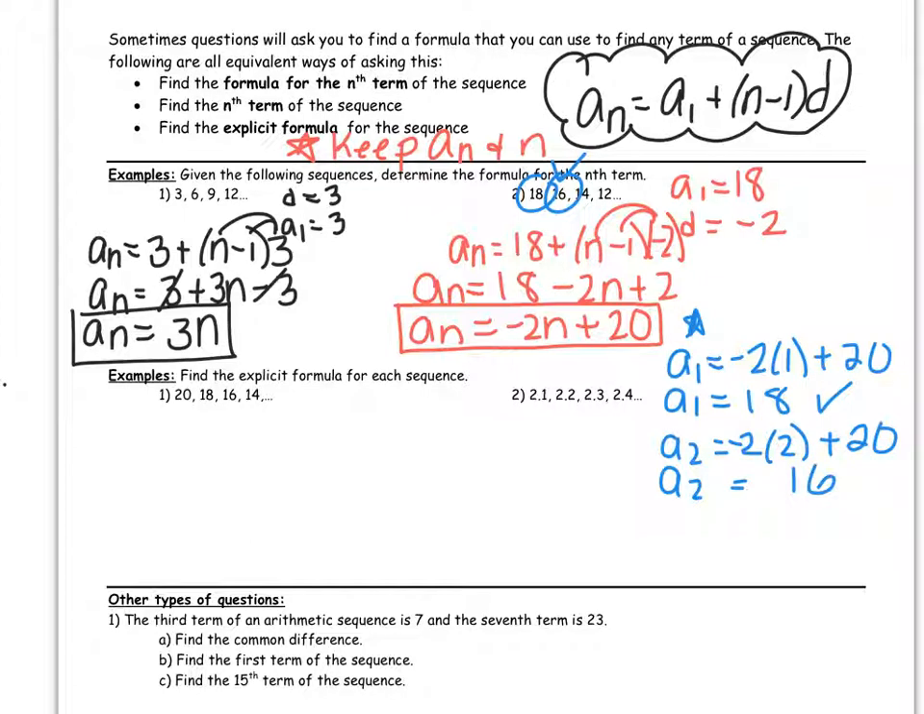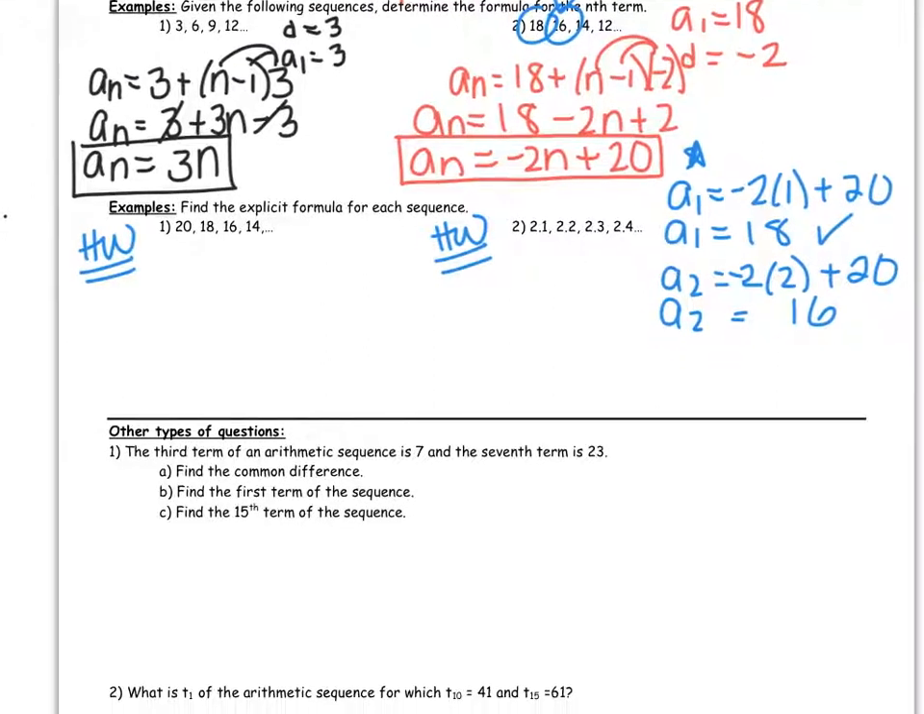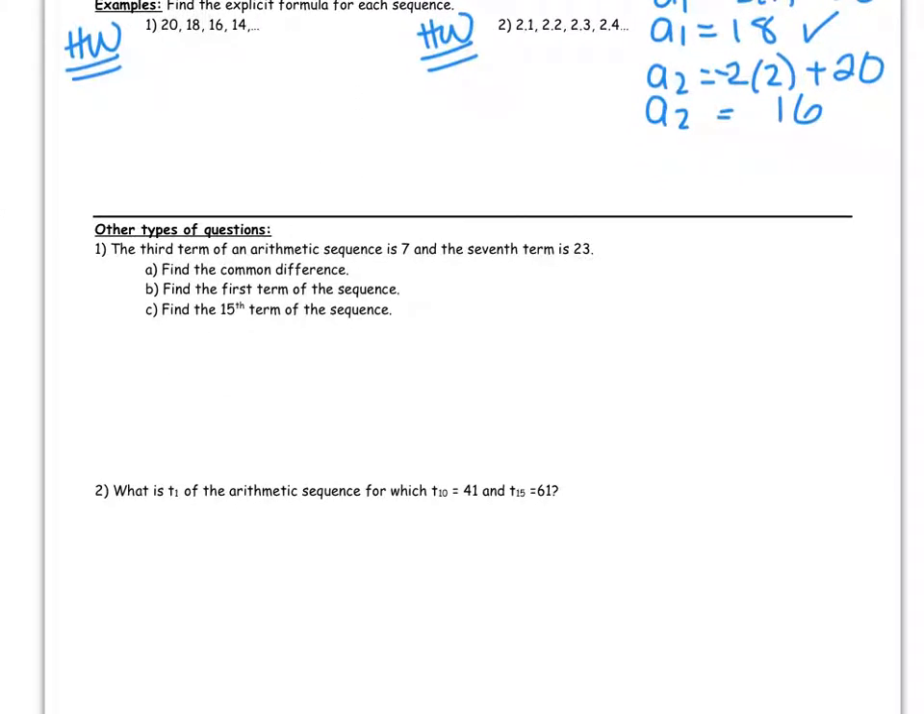So I'd like you to try these two problems on your own for homework, this one, and I will come around and check those in class tomorrow. Alright, let's move on to the last type of questions that I could possibly ask you. So it could say something like this. The third term of an arithmetic sequence is 7, and the seventh term is 23. Find the common difference. So let's map this out.